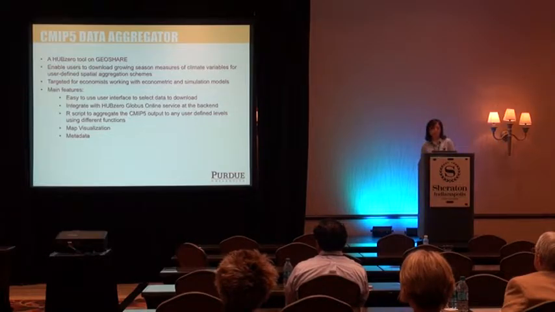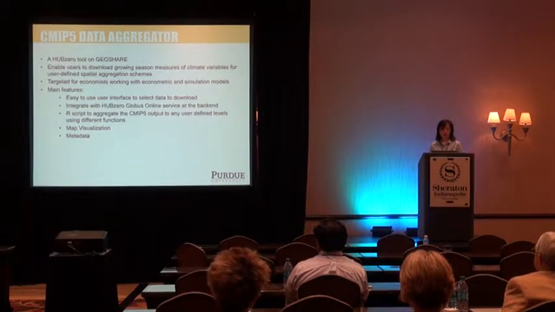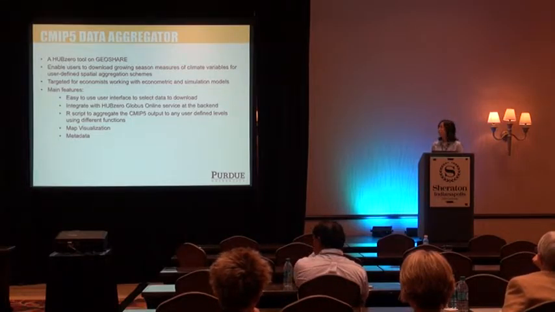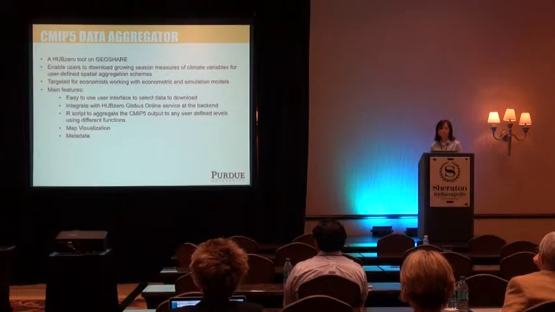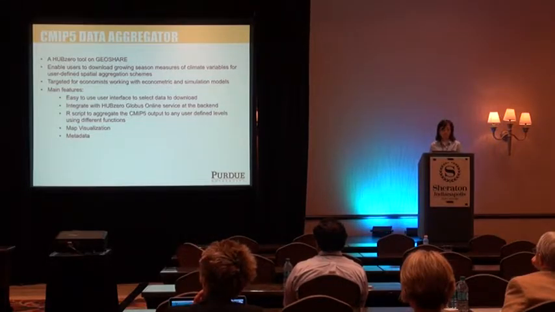So all of this motivated us to develop this CMIP5 data aggregator tool. This is a HUBzero tool. It's deployed and running on GeoShare and its goal is to help those economists who want to run model simulations to study the impact of climate change. Currently, this tool allows users to either directly download the CMIP5 model output data, or they can compute the growing season measures of specific climate variables using a flexible spatial aggregation scheme.